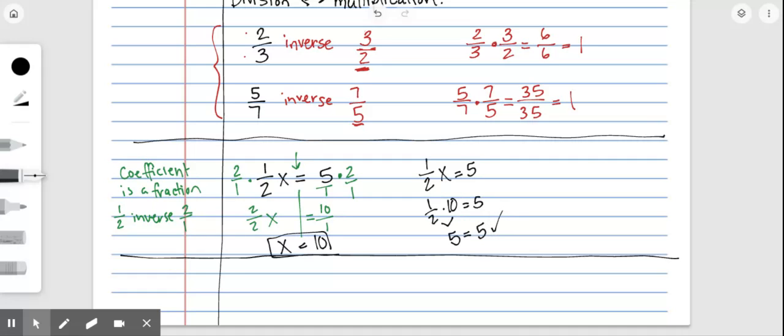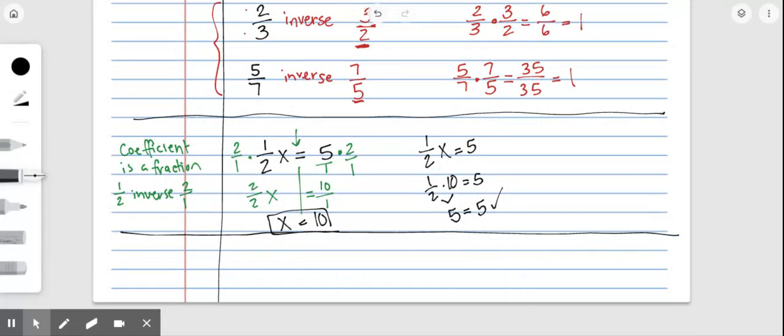Okay, using multiplication for division problems is trickier because now you've got to actually do it. You can't just guess and check. You have to do the practice work. You have to do the inverse operation. Okay, I'm going to pause. I'm going to start a new page, and we're going to do another problem.